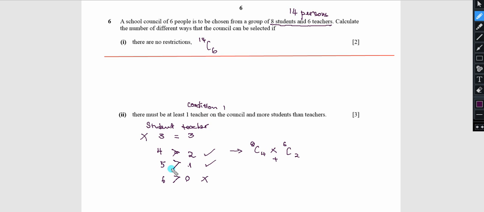But then we have another condition: 5 students, 8 C 5, times 6 C 1. 5 students out of the 8 students, and then 1 out of the 6 I'm going to choose as the teacher. So the answer is we're going to take this and this and add them together.